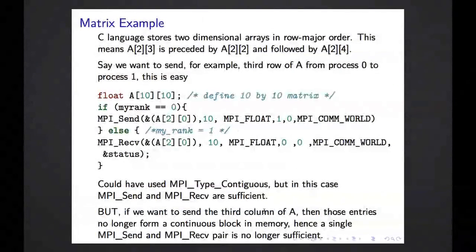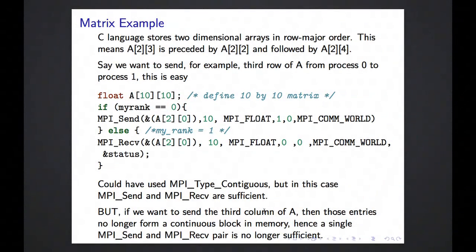So this is how these data types become useful for matrix operations. So to remind you, the C language stores 2-dimensional arrays in row major order. So all computer memory is 1-dimensional. So anytime you have a 2-dimensional matrix, it has to actually be stored in 1 dimension. And then the order of the storage matters. So in C, you can see that element 2,3 is preceded by 2,2 and followed by 2,4, so that the last index is the fastest varying one.